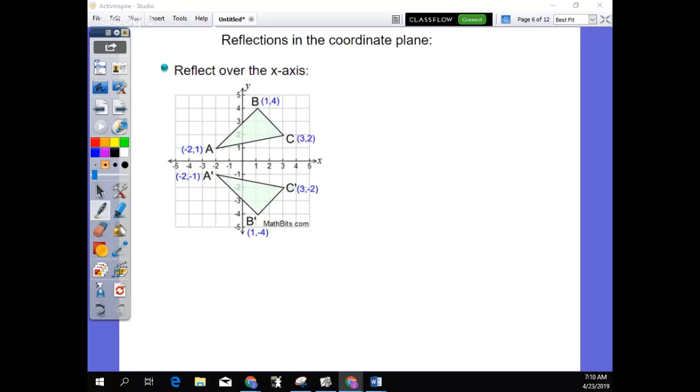Okay, we're going to look at reflections on the coordinate plane. We're going to look at how to perform them using matrix multiplication.